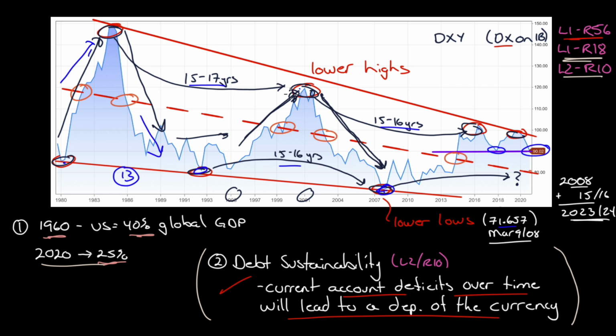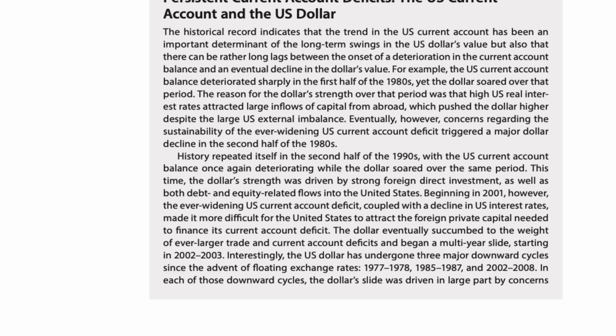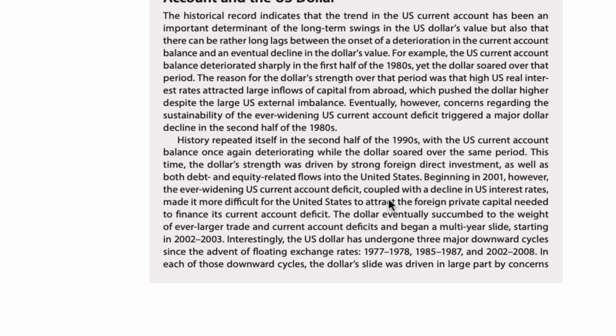Also, the second half of the 90s had some issues as well that required the U.S. dollar as a safe haven, the Asian currency crisis. And under Clinton, by the way, the U.S. did run surpluses and was reducing its debt in the later half of the 90s. So you did have this nice run-up over there. But let's get back to our story over here. Dollar soared over the same period. This time, the dollar strength was driven by strong foreign direct investment, as well as both debt and equity-related flows into the United States.